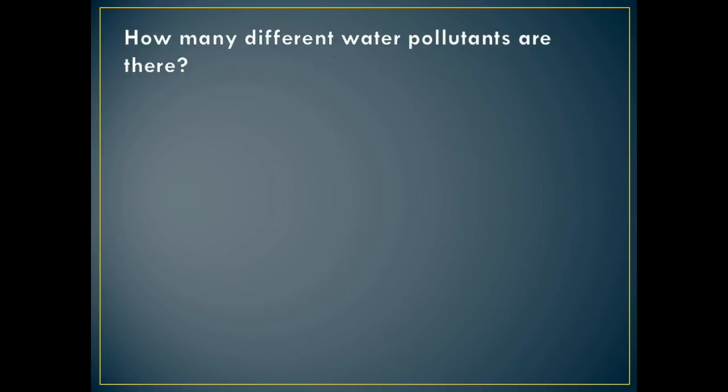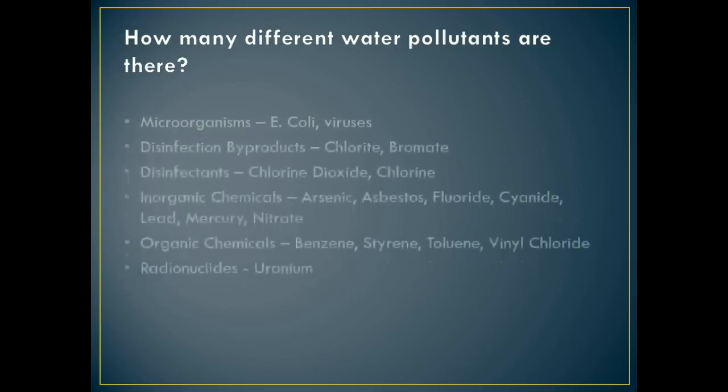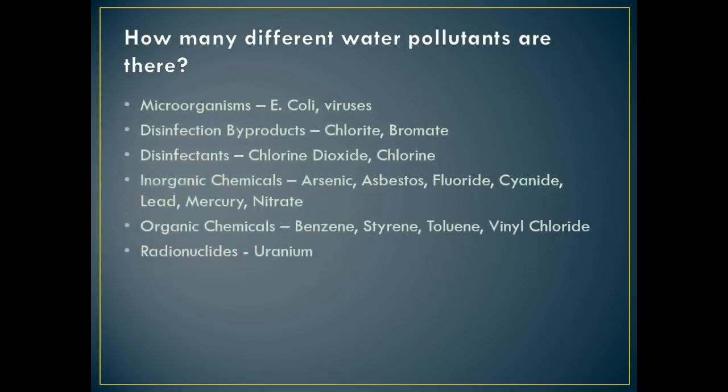So how many different water pollutants are there? Pause the video and make a list with your classmates. This is a short list of possible pollutants you might have thought of, including microorganisms, disinfectants and disinfection byproducts as they break down, inorganic and organic chemicals, and radionuclides.